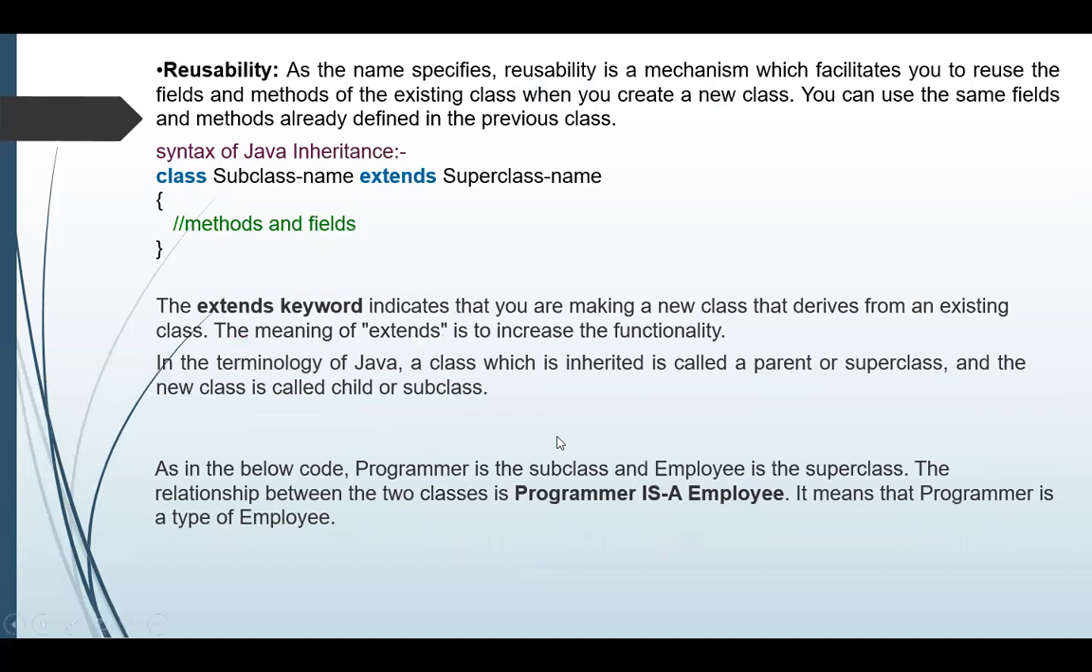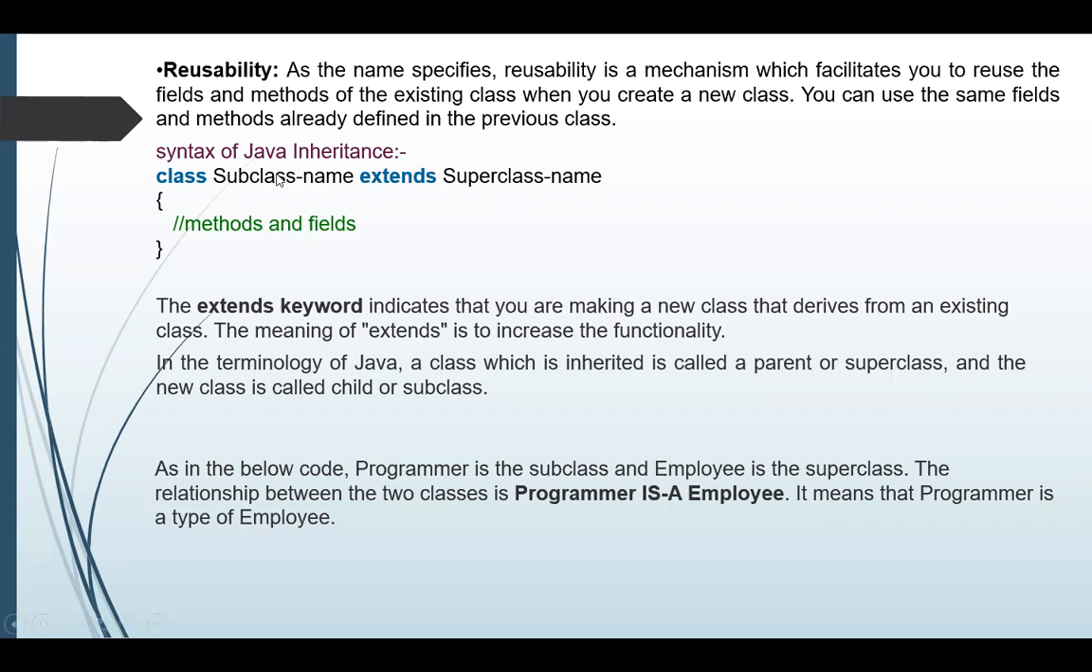Let's move to the next slide. Here we have the definition of reusability. Reusability means that we can facilitate the use of fields and methods of an existing class. For example, you have an employee class that already has lots of data. So you can use that employee class without any hesitation.